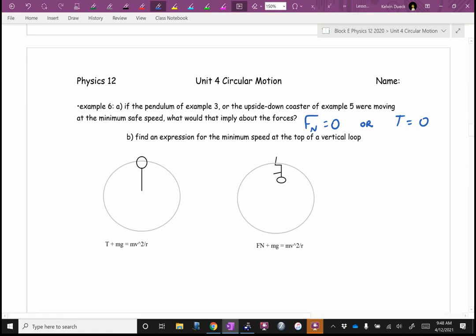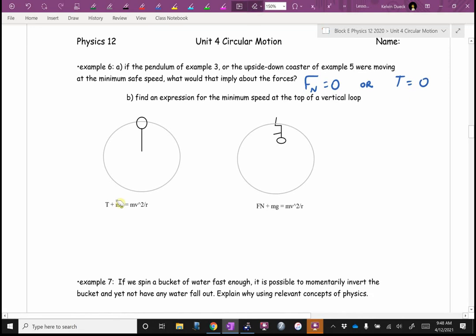So let's find an expression for that at the top of the loop. Well, we said that at the top, tension plus mg equals mv squared over r. If tension is zero, I get... Oh, now does the mass cancel? Turns out, yeah. The minimum safe speed for grown-ups and for little kids is going to be the same. Or the minimum safe speed for different masses on the end of a rope is going to be the same.